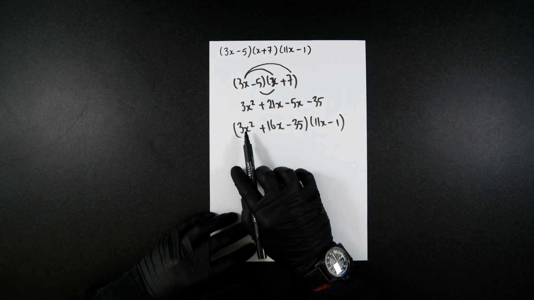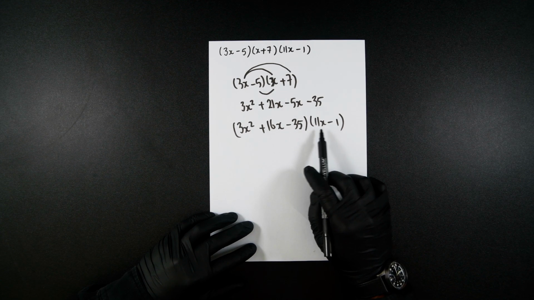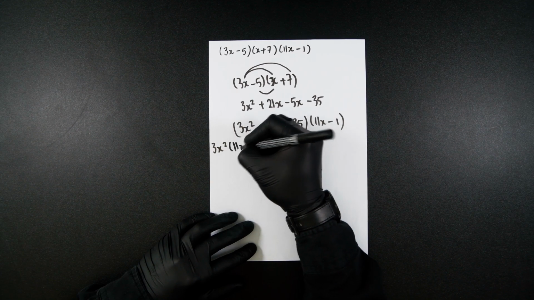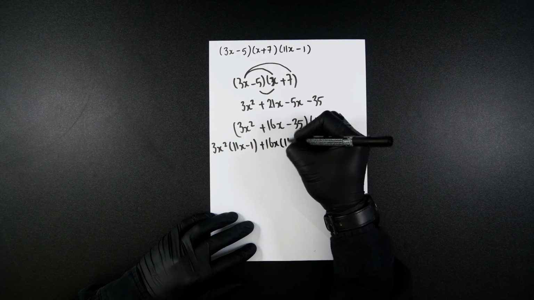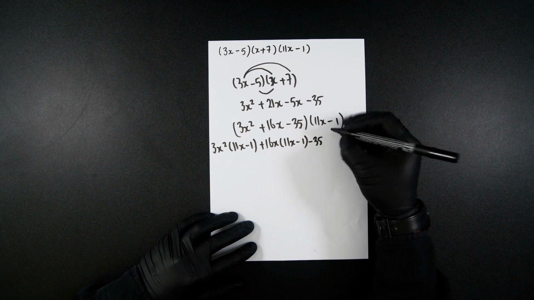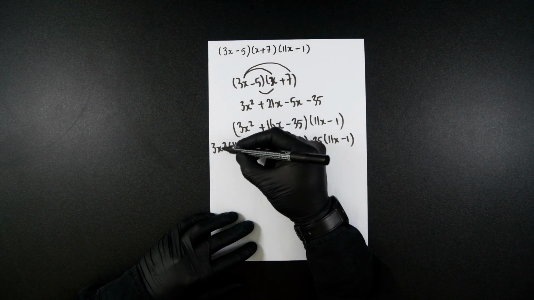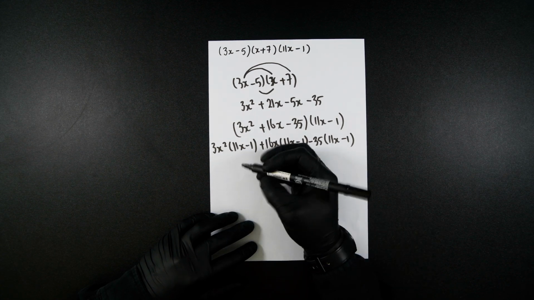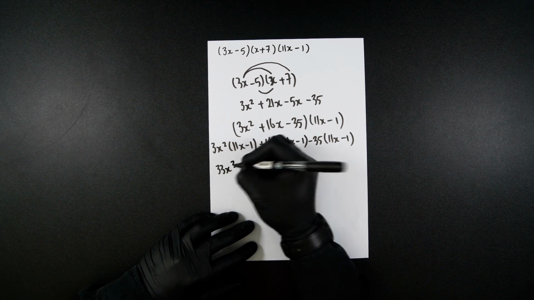We now take each of these parts and multiply it by the entire expression here, 11x minus 1. So it'll be 3x squared (11x minus 1), plus 16x (11x minus 1), minus 35 (11x minus 1). We can now expand the brackets by multiplying each of the terms outside of the brackets to everything inside the brackets. So 3x squared times 11x is 33x cubed.